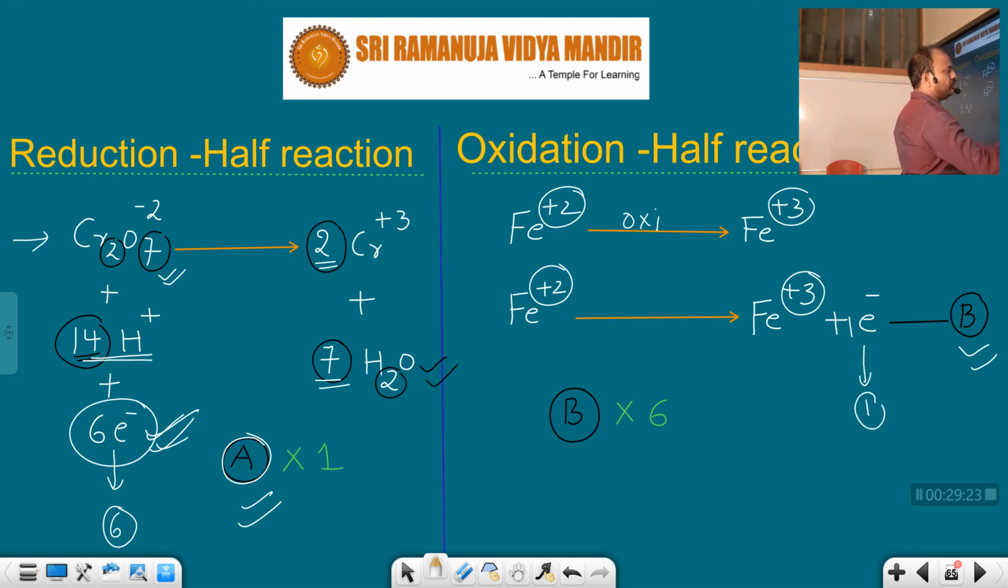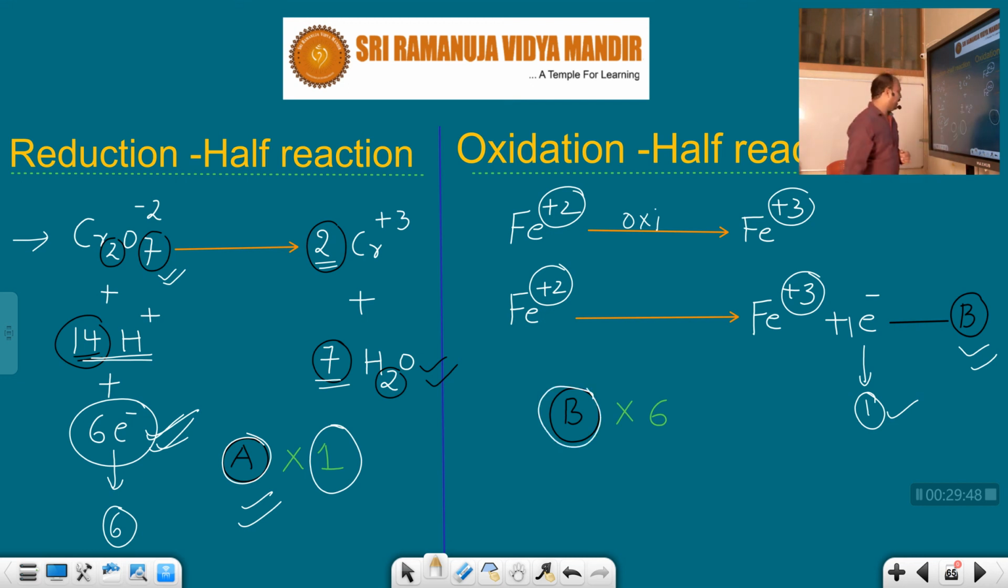In the oxidation reaction, how many electrons are there? Yes, 1 electron will be there. You have to put the concentration on electrons. So reaction A contains 6 electrons, reaction B contains 1 electron. So this reaction A is multiplied with the electrons in B, which is 1 electron, as well as B is multiplied with the electrons in A, which is 6.